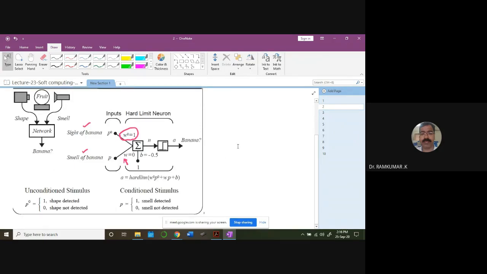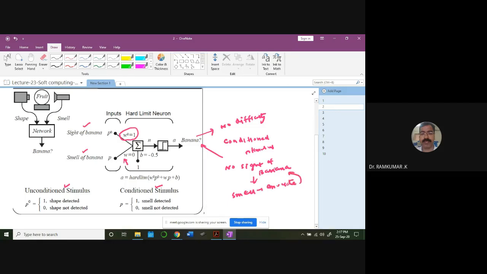Initially we call this P naught the unconditioned stimulus, and P equal to 1 the conditioned stimulus. Why is it called conditioned stimulus? Can somebody explain? When you see a banana, the network can immediately conclude it is a banana. There is no difficulty. But without seeing a banana, only when you have the smell, are you in a position to associate it with the banana? That's the kind of problem we are talking about. When there is no sight of banana but you have the smell, you are trying to associate the smell with the banana and conclude something, that a banana is coming for you or something like that. So this is called the unconditioned stimulus, and this is called the conditioned stimulus.